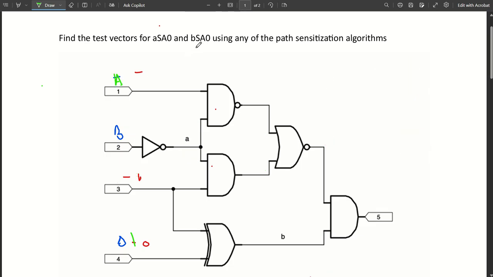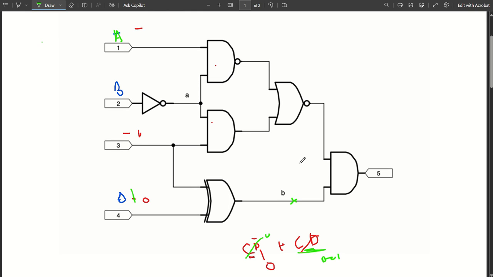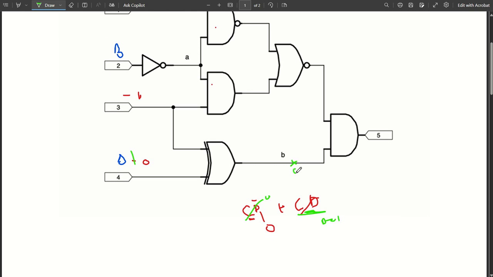So let's do B stuck at 0, right? Now, usually in these questions, you have to take them fault by fault, right? So if we are assuming that A is stuck at 0, then the assumption is that there was no fault at B, right? So if you are doing B stuck at 0, here is 1 point of contention. Okay, so here is stuck at 0, right? Now we have to make sure that the output coming here is a 1, to be able to synthesize this fault.